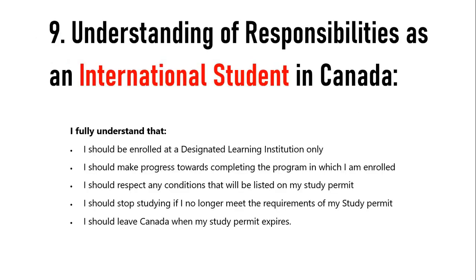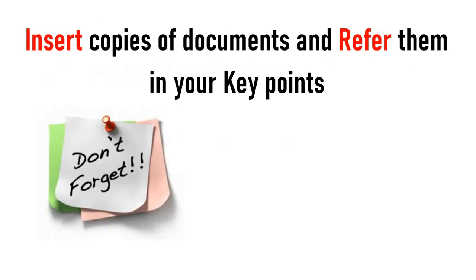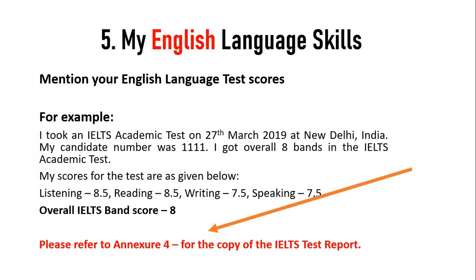Ninth and the last key point is understanding of responsibilities as an international student in Canada. Here you will declare that you fully understand what responsibilities you have as an international student in Canada. You just need to include these points in your SOP. Make sure that you insert copies of documents in the end and also make a reference in your key points. For example, as we saw in the fifth point, we included a reference to the copy of the IELTS test report.